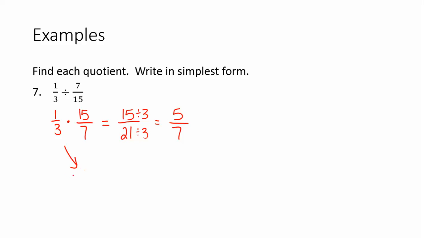Remember, another way to solve this problem, for those of you that like to cross-cancel first, we could have canceled the 3 with the 15. The 3 becomes a 1 because 3 goes into 3 once. The 15 becomes a 5. 3 goes into 15 5 times. 1 times 5 is 5. 1 times 7 is 7. And you see you get the same answer.